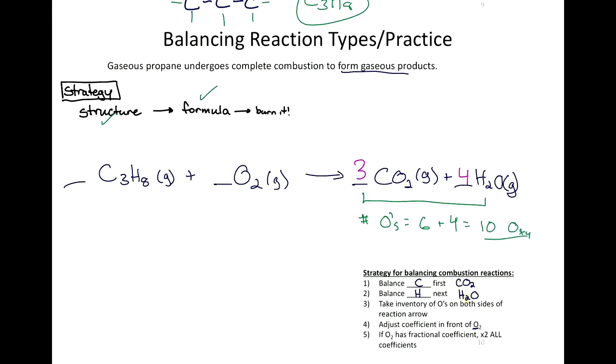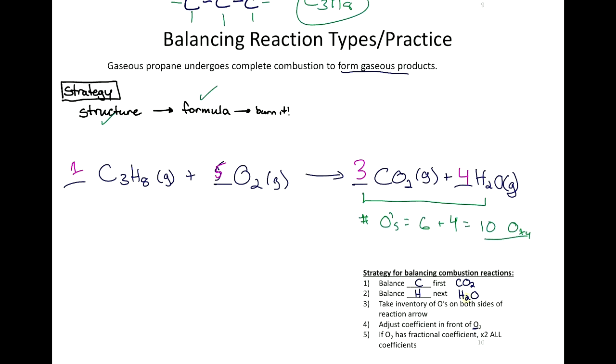So I need to make sure that since there's 10 oxygens on the product side, I need 10 oxygens also on the reactant side. But here's another example where each oxygen molecule gives 2 oxygen atoms. So what's the coefficient we need here? 5, yes. And then that's it. Now we're balanced. All right, so there's an implied 1 coefficient in front of propane. We need 5 oxygen molecules, 3 CO2s, and 4 waters. And then you can take inventory of all of your atoms again to triple check that everything's balanced.